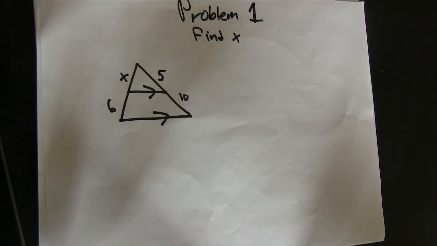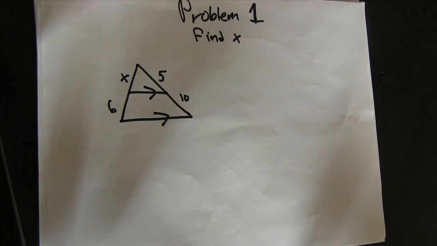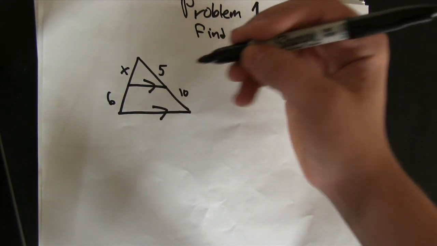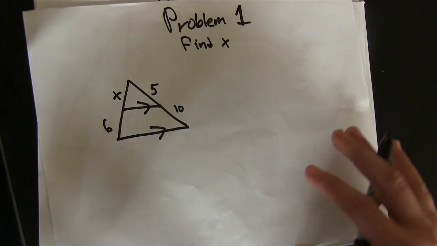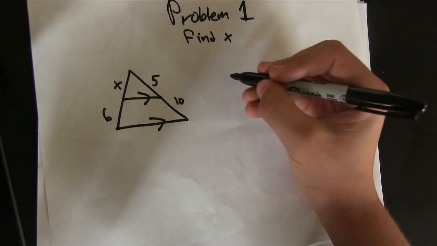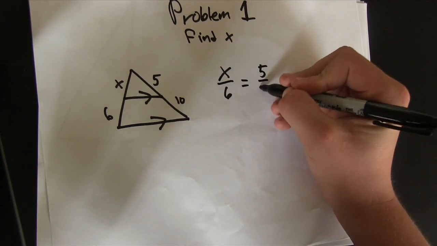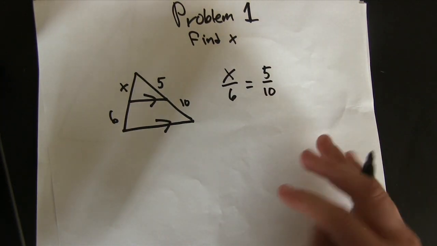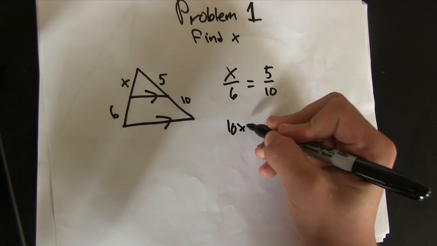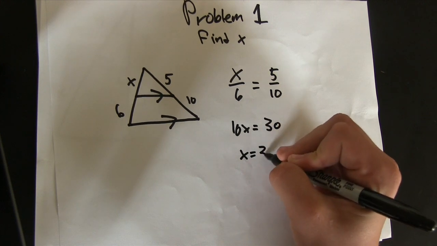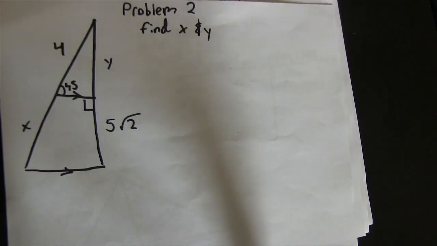Problem 1. We are given a triangle with two parallel lines that intersect the sides. So, to solve this, we're going to use the side splitter theorem. We know that this is proportional to this, and this is proportional to this. So let's set up a proportion. X over 6 is equal to 5 over 10. Cross multiplication gives us 10x equals 30. X equals 3 is your answer.